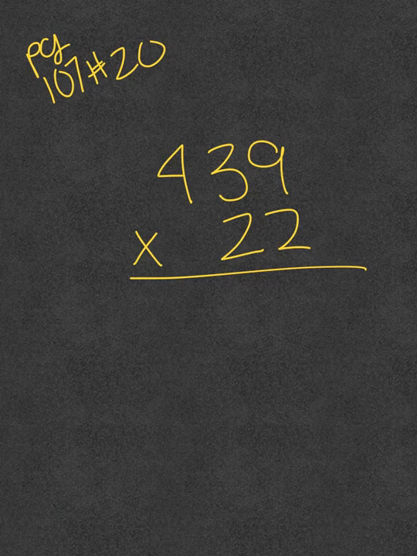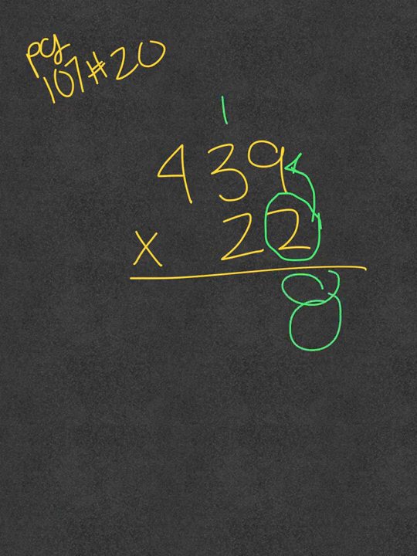So we're going to multiply everything in the ones place, the 2, by the top number. So 2 times 9 is 18, regroup the 1. 2 times 3 is 6, plus 1 is 7. No regrouping there. And the last, 2 times 4 is 8.